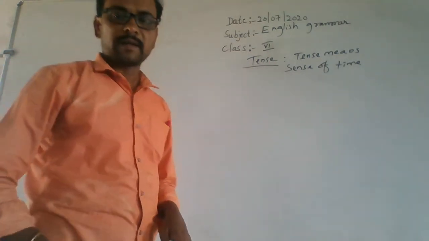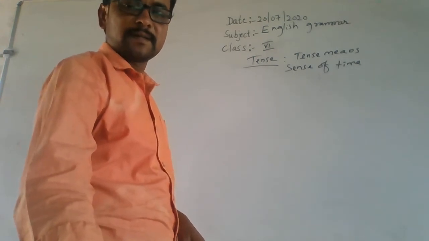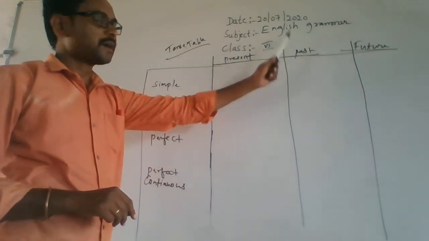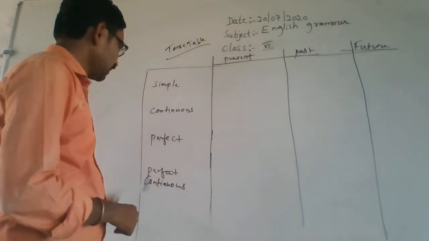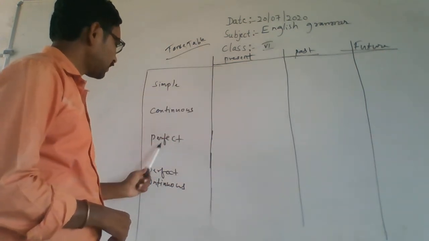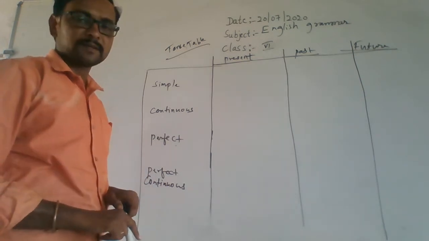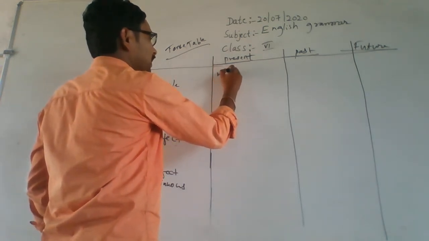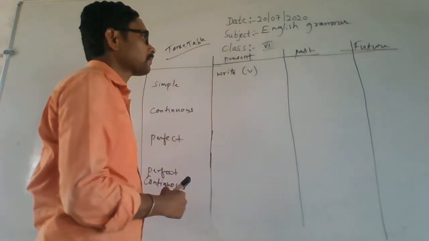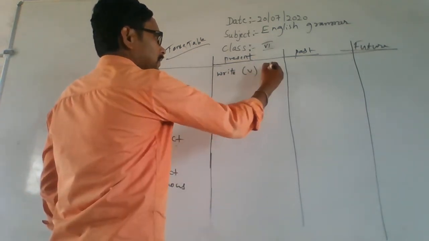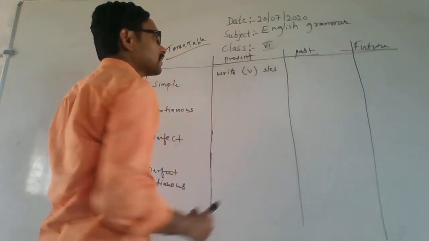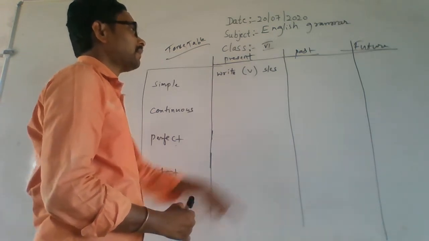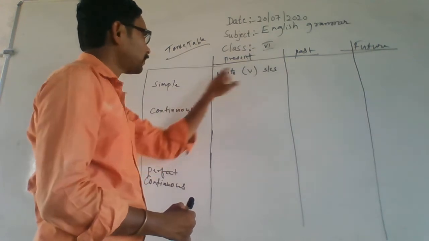Let's see how to make a tense table. Present, past, and the last one is future. Here the sub tenses: simple, continuous, perfect, perfect continuous. In the simple present we should use V1. For example, write is V1. Here sometimes it ends with S or ES. It means singular subjects end with S or ES only in the simple present.